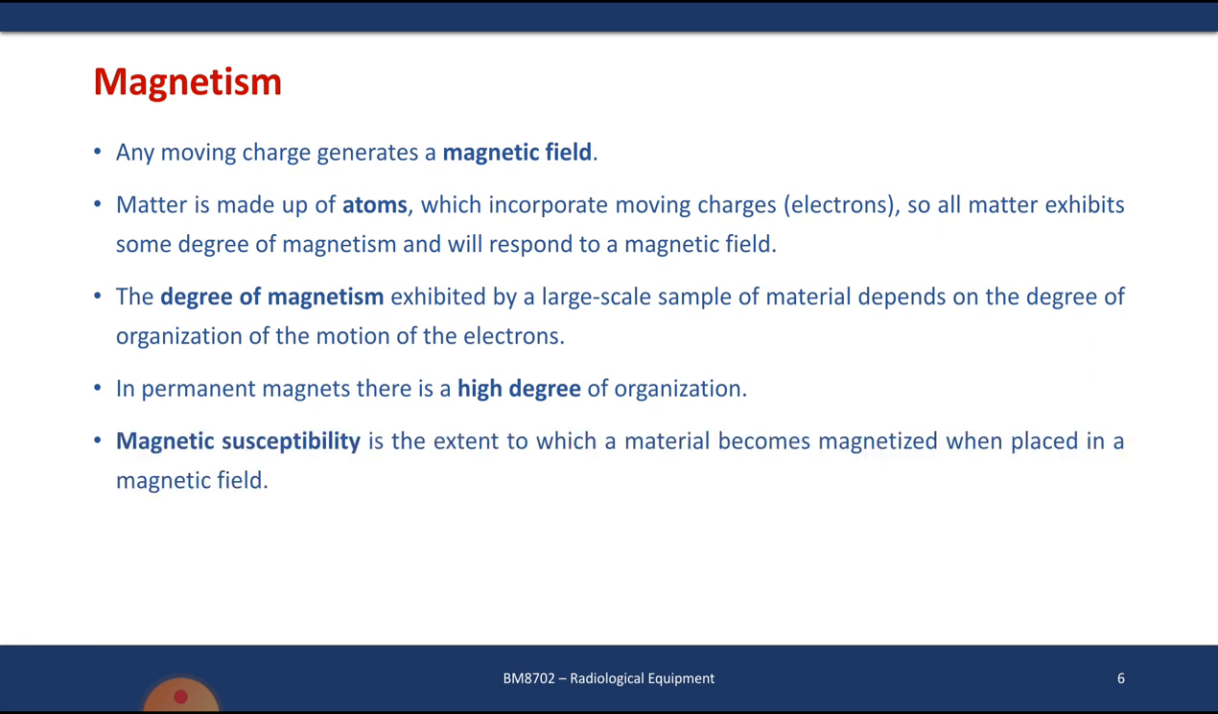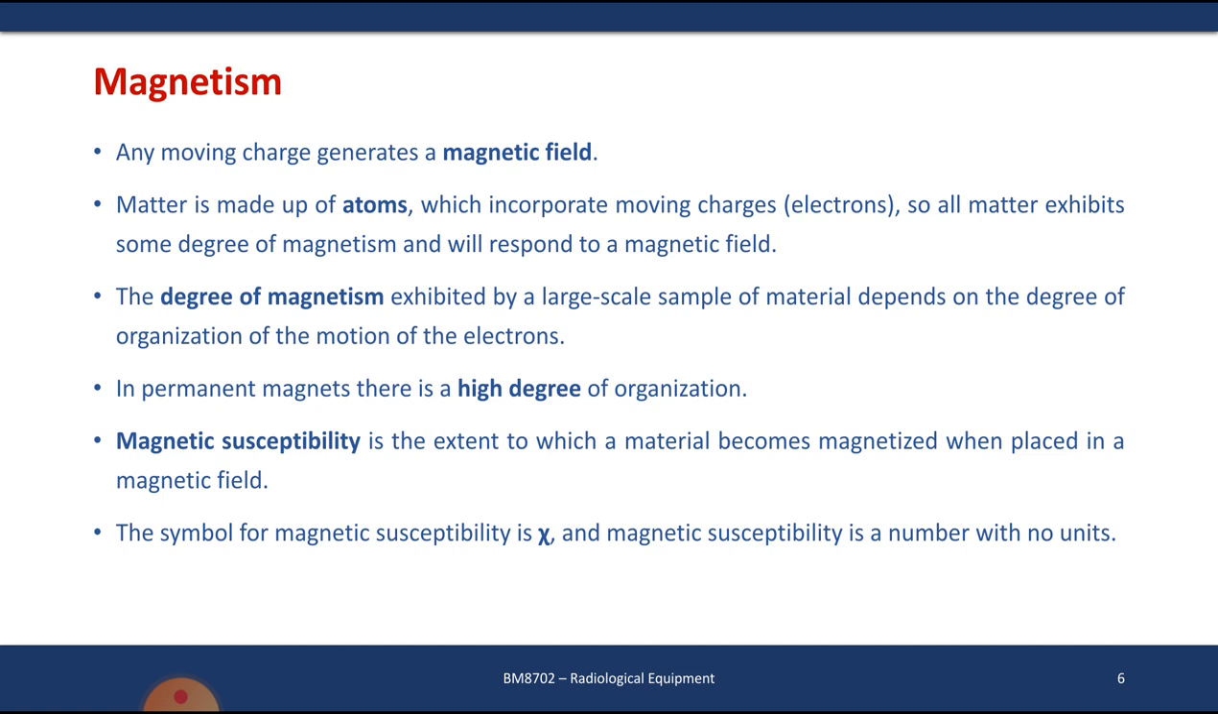Magnetic susceptibility is the term which defines to which extent a material becomes magnetized when placed in a magnetic field. That is the ability of the material to become magnetized when placed in a magnetic field. This is defined by the symbol psi, and it has no unit.